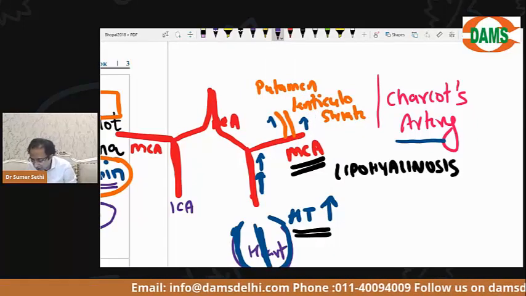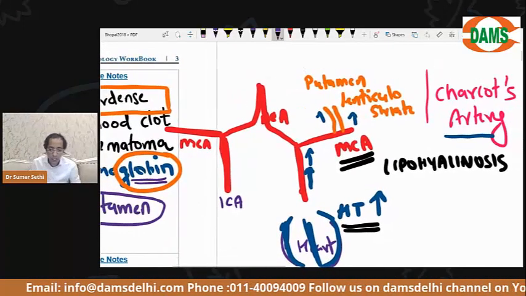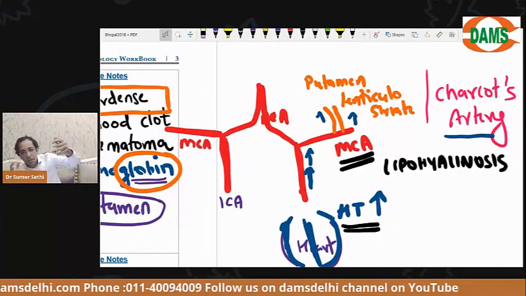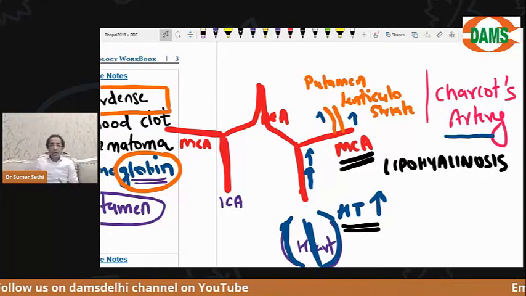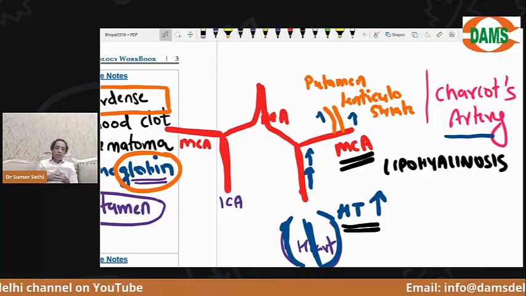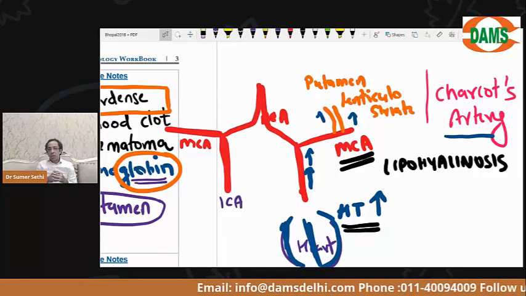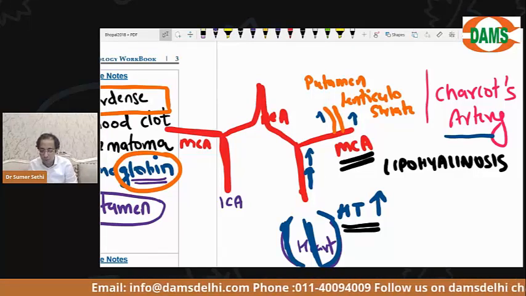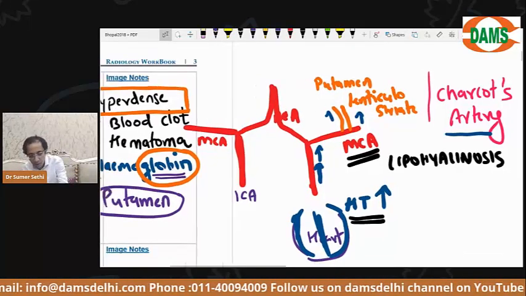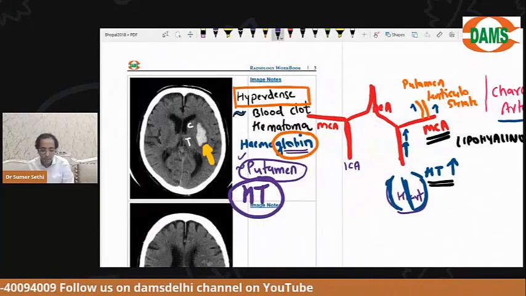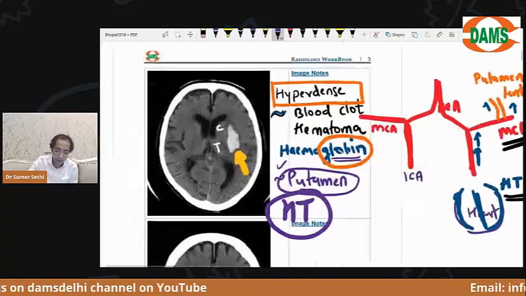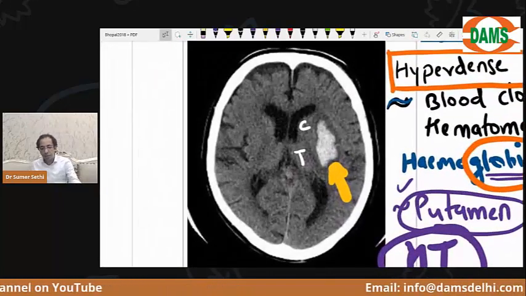Okay, everybody understands that middle cerebral artery has these lenticulostriate branches which are going and supplying the putamen. In high blood pressure, these arteries undergo lipohyalinosis, and that is what is called as Charcot artery, and if it ruptures, it causes putaminal bleed. Most common site of hypertensive bleed in the brain is putamen. Putamen is the site where you have hypertensive bleed.